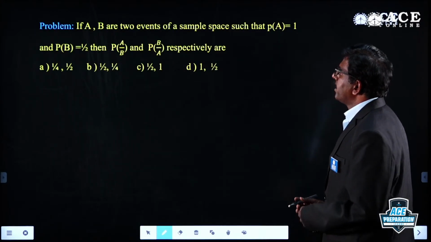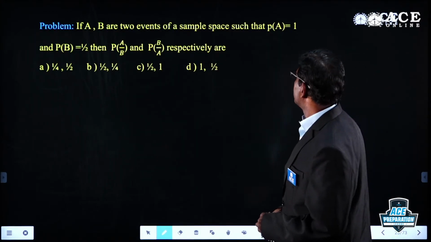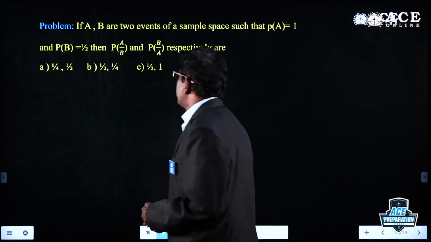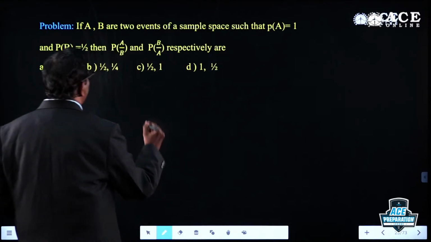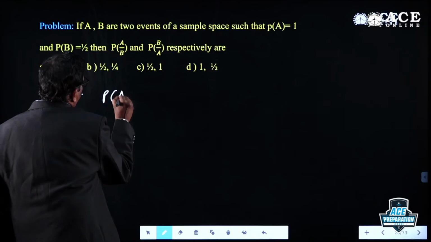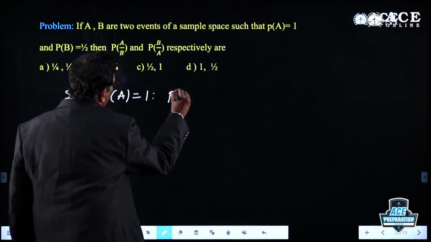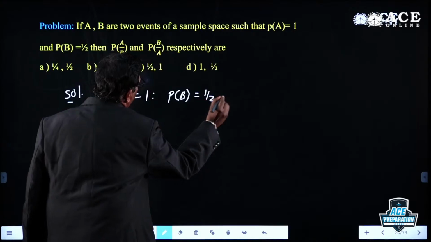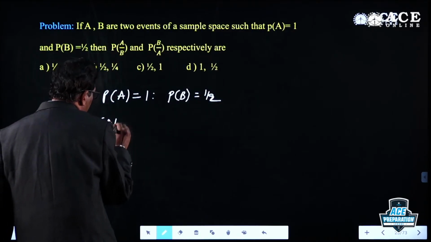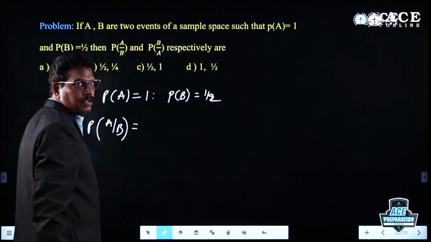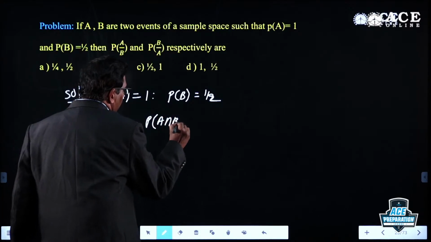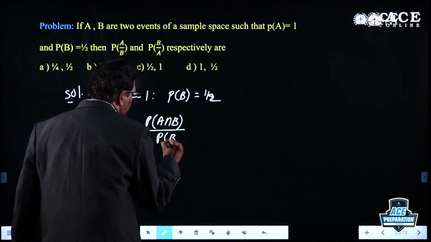You see, if A, B are two events of a sample space such that P of A is equal to 1 given, P of B is equal to 1 by 2 given, then P of A by B and P of B by A respectively are, solution. P of A is equal to 1 given, P of B is equal to 1 by 2 given. P of A by B required for me. What is P of A by B according to the definition of the conditional probability? P of A intersection B by P of B.